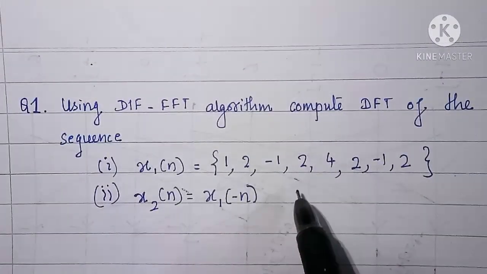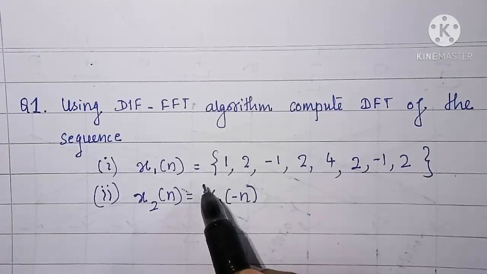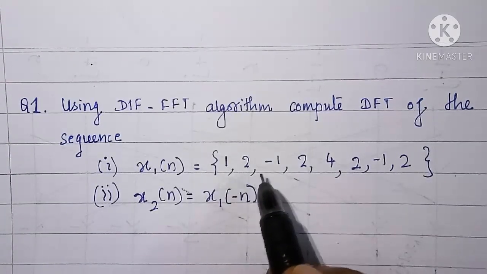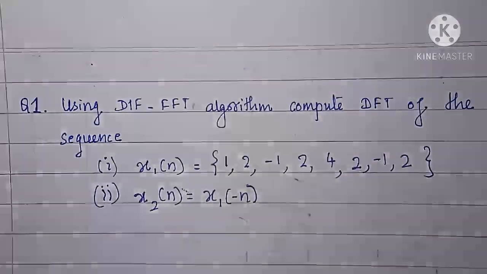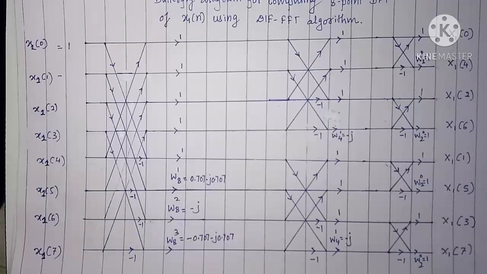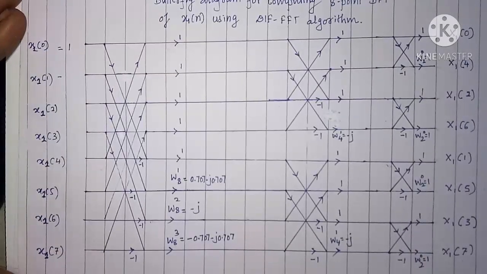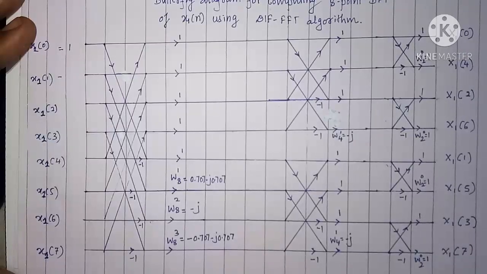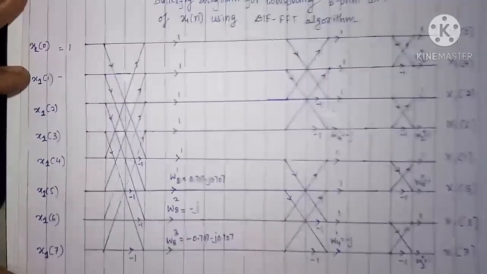So to compute DFT of x1 of n, we have to draw the butterfly diagram. In last class I have given the butterfly diagram to be used in computation of 8-point DFT of x of n using DIF FFT algorithm. Now to this butterfly diagram we will give the inputs.